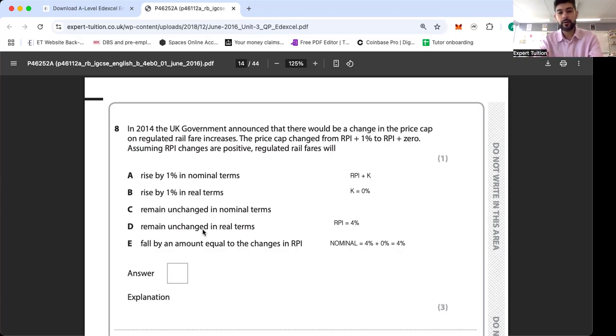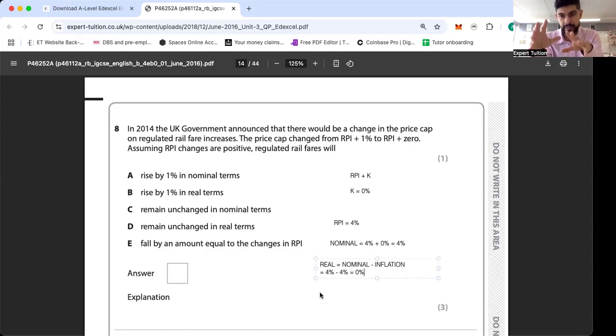Right. B, rise by 1% in real terms. Okay, let's plug in our 4% example. We said that in nominal terms, it went up by 4%. Plug it into your formula to get real. What did you get? Real equals, if you remember, nominal minus inflation. So in my made up example above, in nominal terms it went up by exactly 4%. They raised their price by 4%, minus the inflation rate. What was the inflation rate in my made up example? It was 4%. 4 minus 4 is equal to 0%. In other words, there's no change in real terms.